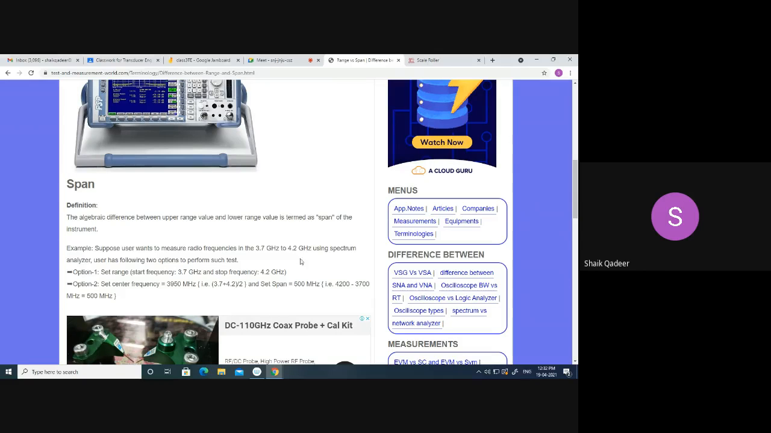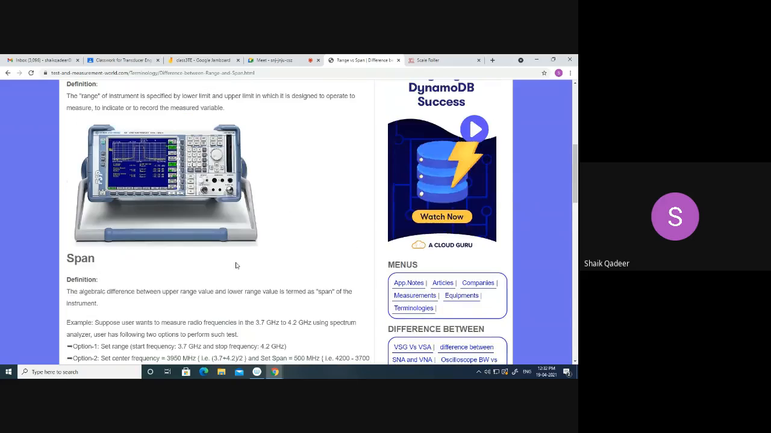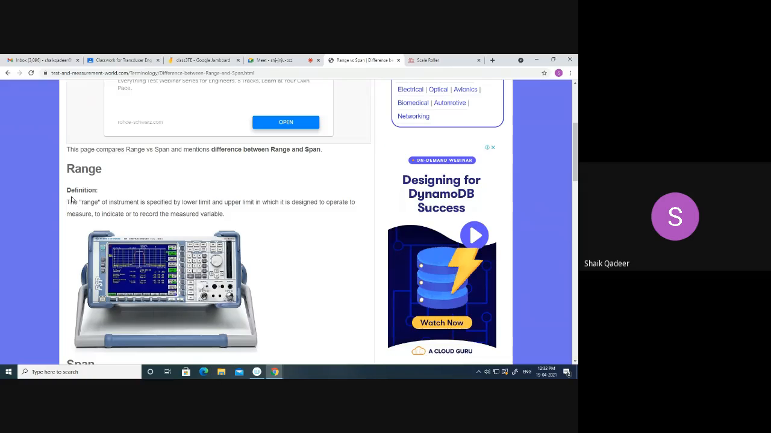So 4200 minus 3700 will be equal to 500, because it is converted from gigahertz to megahertz. Then we get the span value as 500 megahertz. Is it clear to everybody? Yes, sir. Let us write down the definition of range and span.